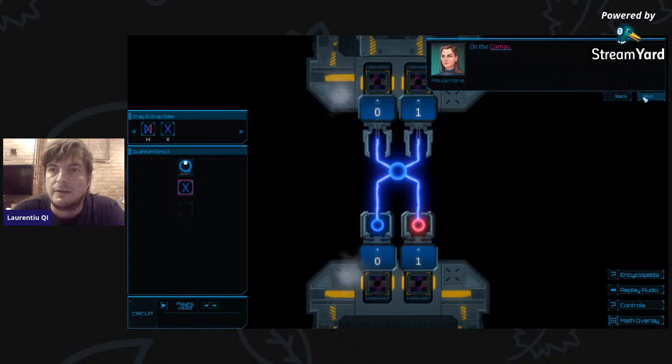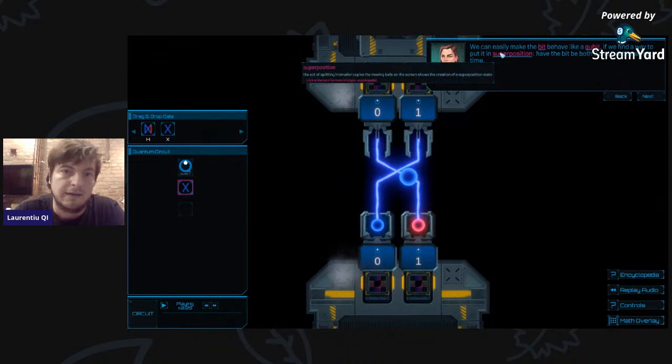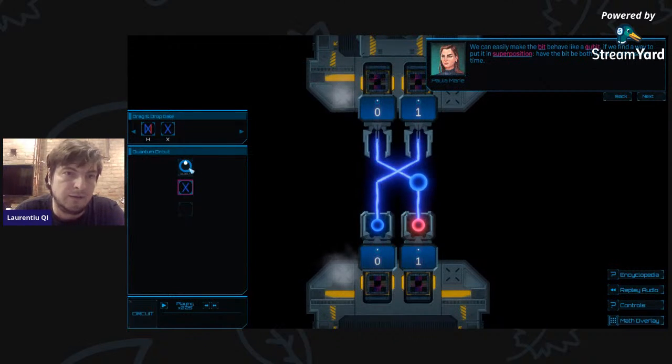Oh yeah, okay. Where is superposition? Right. So we start with a qubit in the 0 state. We have a single qubit, it's in the 0 state. There is a forced X gate here on the first slot.